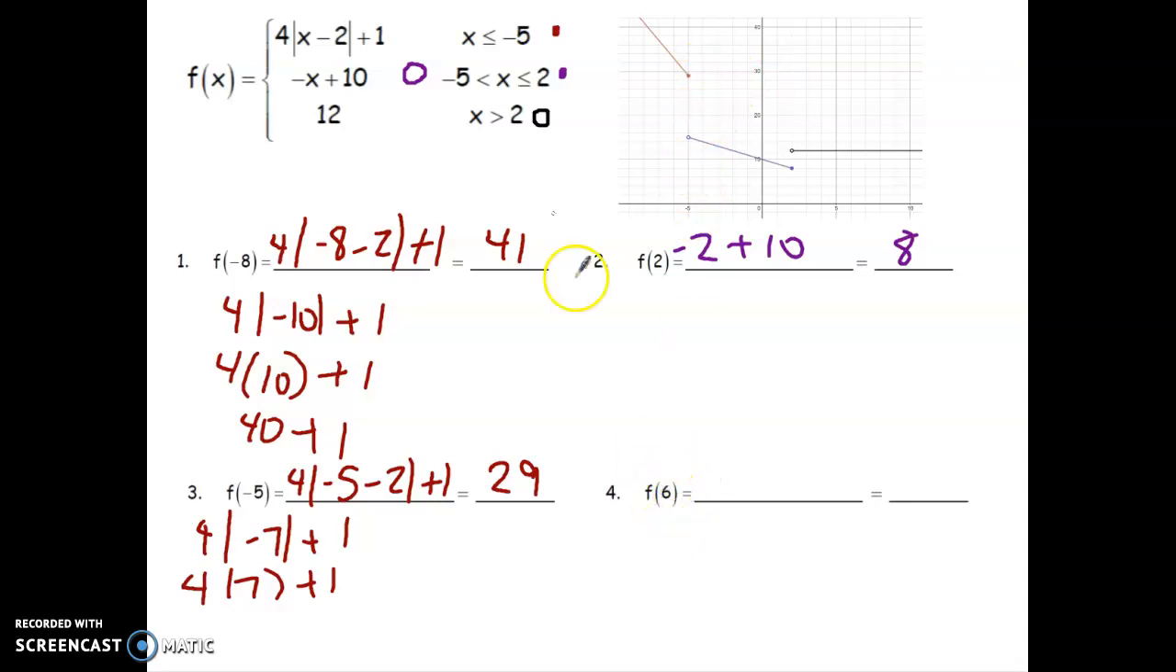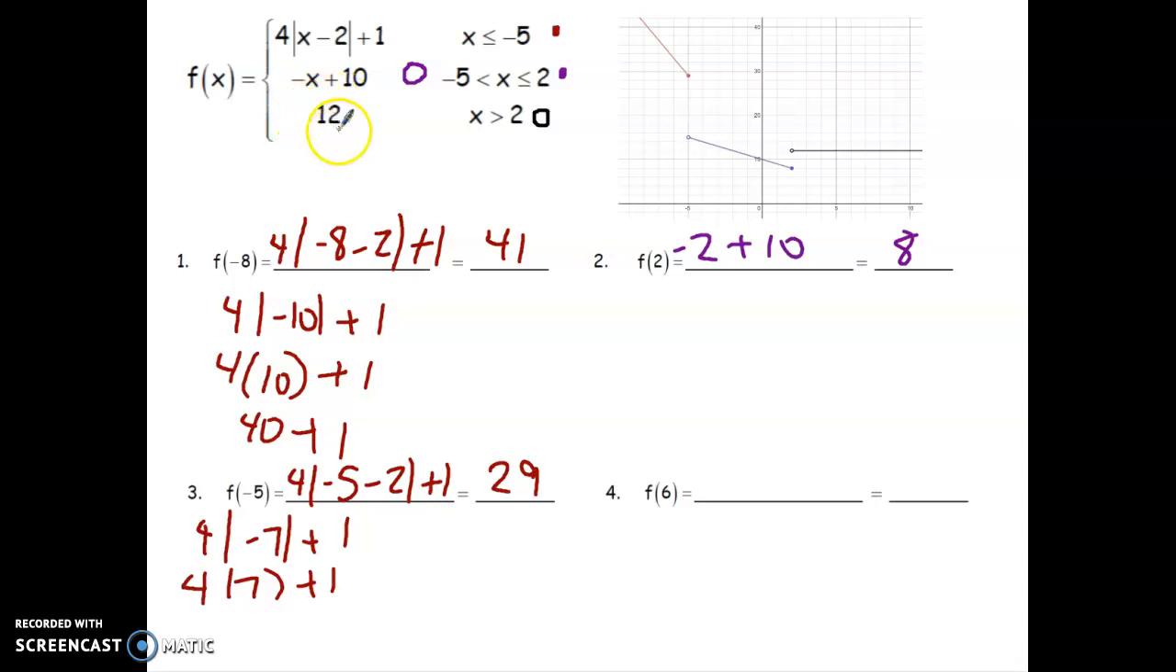Okay, let's do 6. Where would 6 fall? Is 6 less than negative 5, in between negative 5 and 2, or greater than 2? Well, 6 is greater than 2. So when 6 is equal to x, what is f of x? What is f of 6? Well, all I have over here is a 12. I don't have any x to substitute my 6 into.